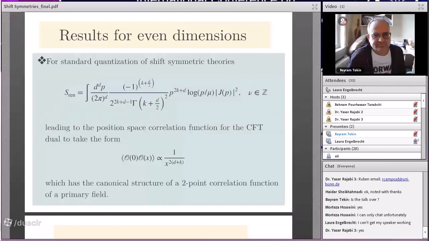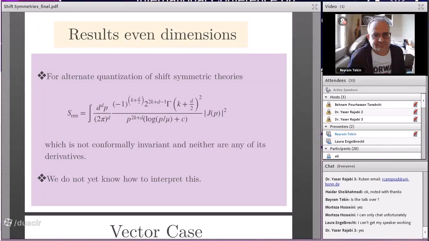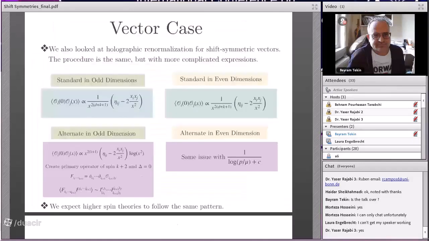So for even dimensions, let me tell you what we find. For standard quantization, we find the exact same thing that we had before. We find the canonical structure for our 2-point functions, 1 over x to the 2 times the conformal dimension. However, in alternate quantization, we find a renormalized action that looks like this, where it has a 1 over log of momentum. Unfortunately, this is not conformally invariant, and neither are any of its derivatives, so we don't yet know how to interpret this case.